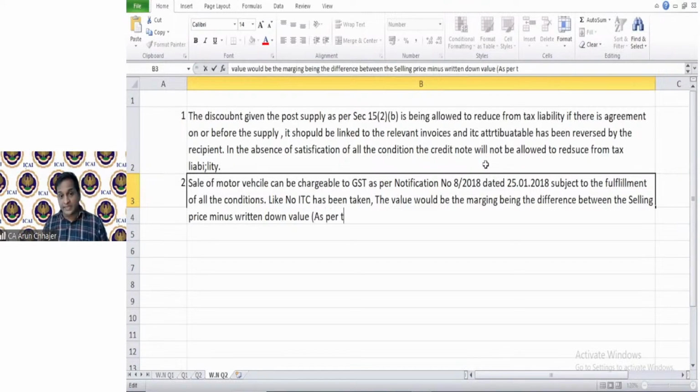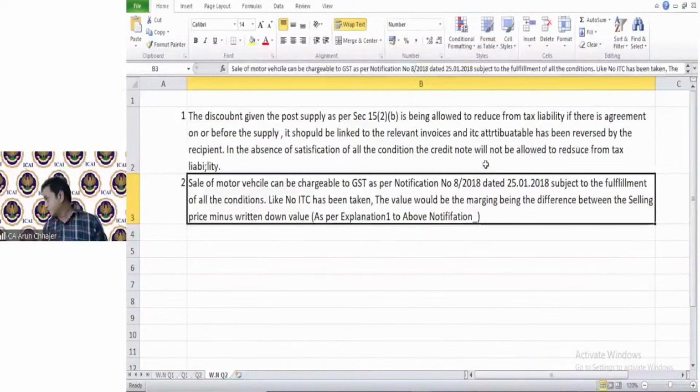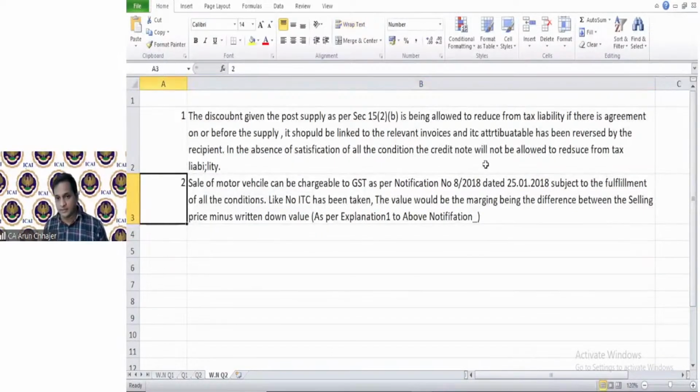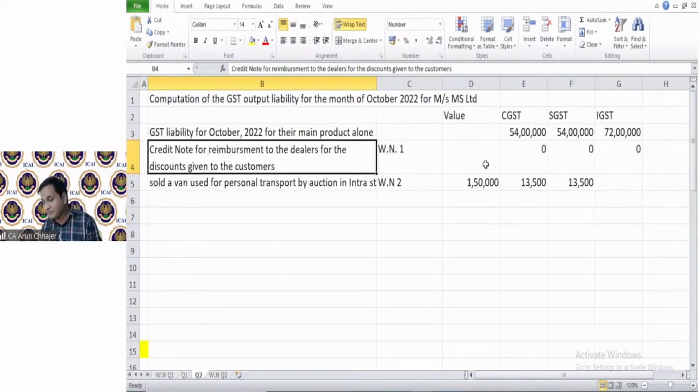Within bracket, I am writing as per explanation 1 to above notification. Okay. This is my additional comment here. I have the choice that I will pay the GST on simply 10,000, or I can pay on the transaction value, and I am writing in the working note.